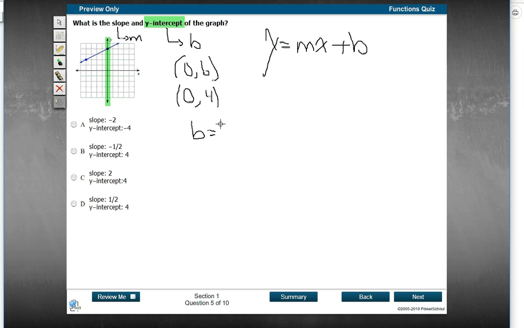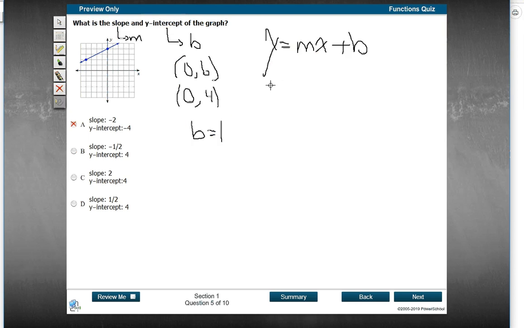So let's see, is there any of these that has a y-intercept that is not 4? Well, yep, right away we can eliminate that first answer because we know, hey, it has to be a positive 4. Okay, so now let me get rid of this. Let's say, okay, how do I find that slope? So let's find that slope real quick.